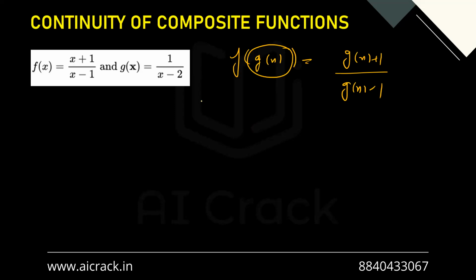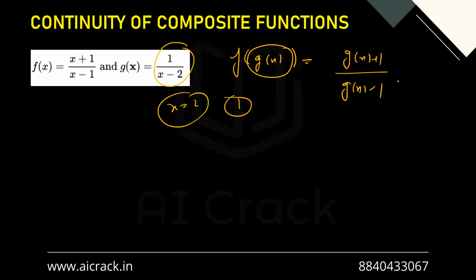Okay. So g(x) is the function 1 upon x minus 2. And we know that this is a rational function. Rational functions are the functions which are not defined or discontinuous at all the points where the denominator becomes 0. The denominator is becoming 0 at x equals 2. So this is the first point where the function is not continuous. Since g(x) is not continuous, f of g(x) is also not continuous because the definition of f of g(x) is dependent on g(x). Okay, so this is our first point.